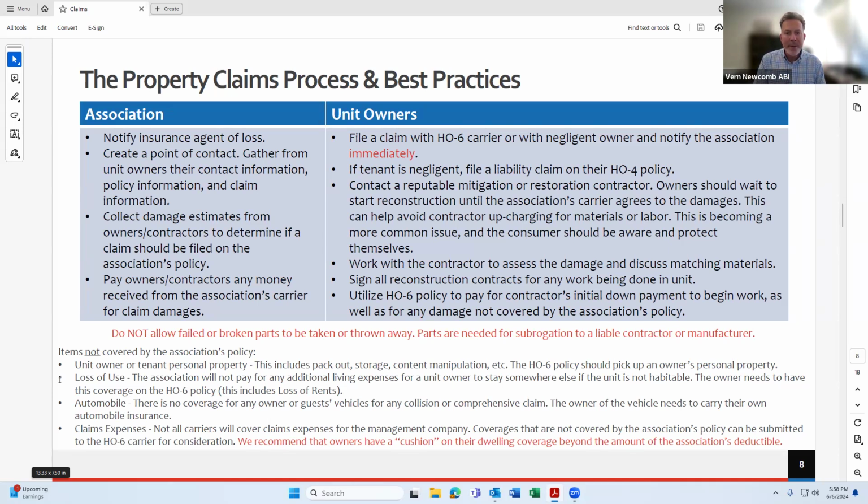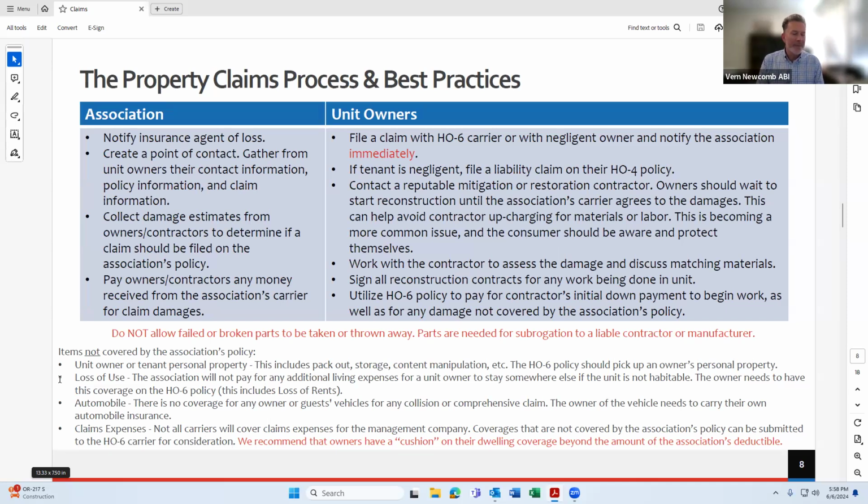And automobiles are not covered under the association's policy. Or your guests' automobiles, that is covered under your own policy if you have the right coverage. So if there is a car, say, in a carport or a garage, and the garage catches on fire, the association's policy is not going to respond to the automobile. That would be under your auto coverage if you have comprehensive and collision damage on that policy.